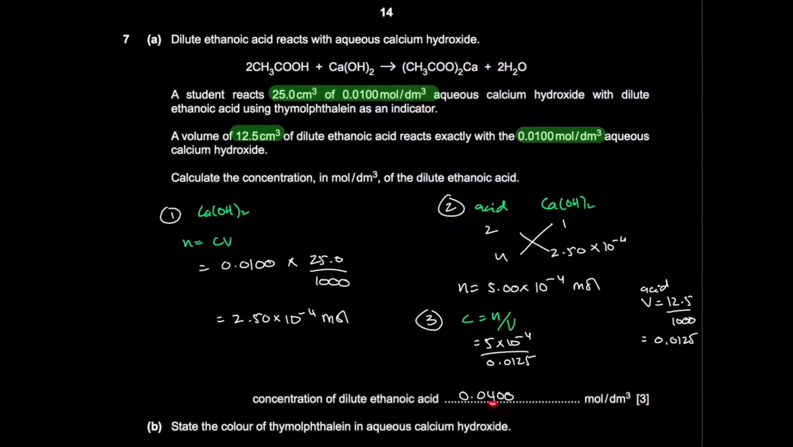Okay, I'm giving it to 3 significant figures, just like in the question. Everything is given to 3 significant figures, so I'm just giving it like that. 0.0400 moles per decimeter cube. Okay, that's the answer.